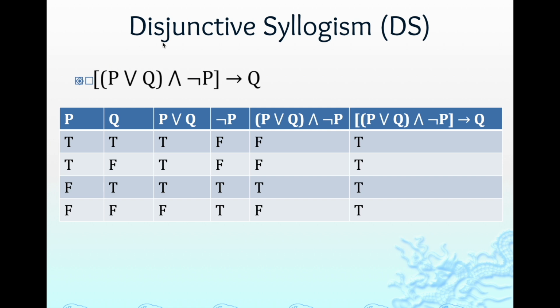Now let's talk about disjunctive syllogism, abbreviated as DS. If you know that P or Q is true and you know that one of them is false, then you can deduce that the other statement is true. So in this case, P is false, so you know that Q is true.